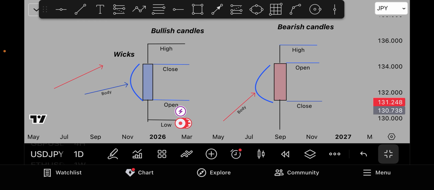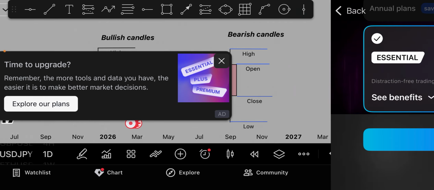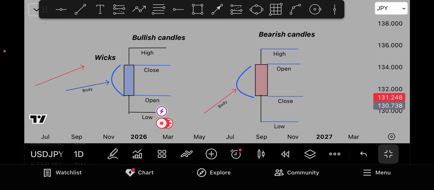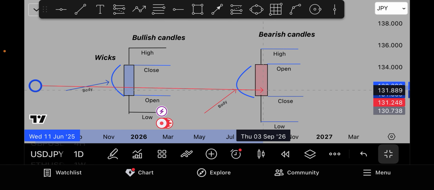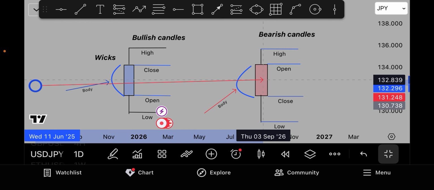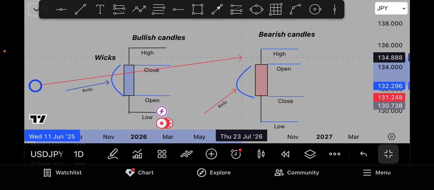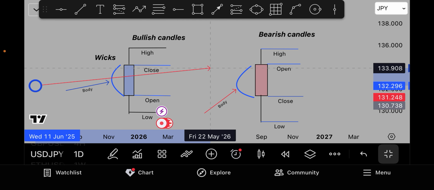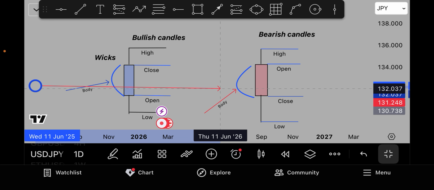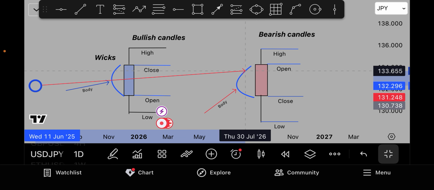Now, the only difference between a bullish candle and a bearish candle is just the open and the close. Notice how everything on a bearish candle is the same except for the color. The body is the same, the lows are the same, the highs are the same, but the only thing that differentiates the bullish from the bearish candles are the opens and the closes.